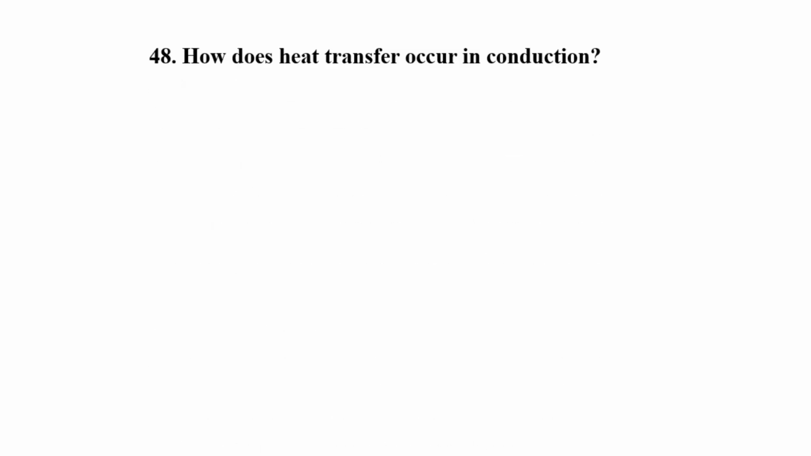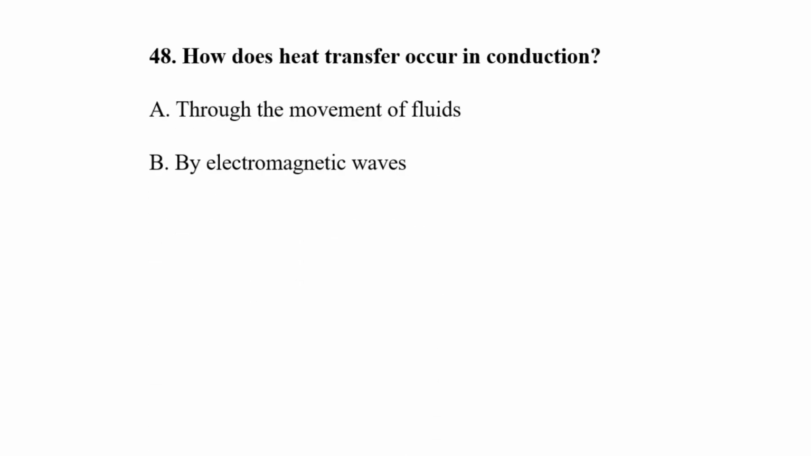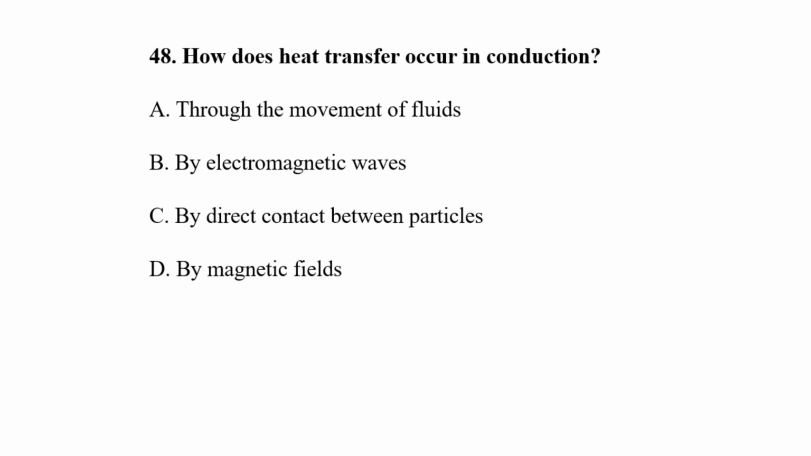Question number 48. How does heat transfer occur in conduction? A. Through the movement of fluids. B. By electromagnetic waves. C. By direct contact between particles. D. By magnetic fields.